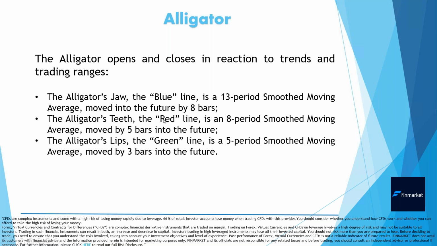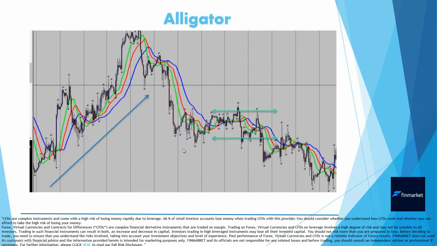Now the alligator teeth, the red line, has 8 periods. Okay, it moves 5 bars into the future. And the alligator lips, the green line, has 5 periods of moving average and moves 3 bars into the future. Let me show you how we incorporate the alligator into our charts.